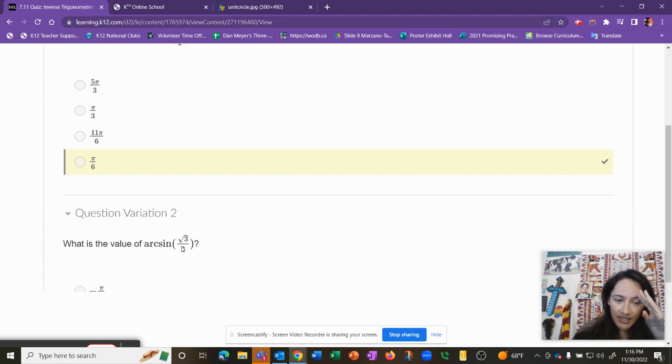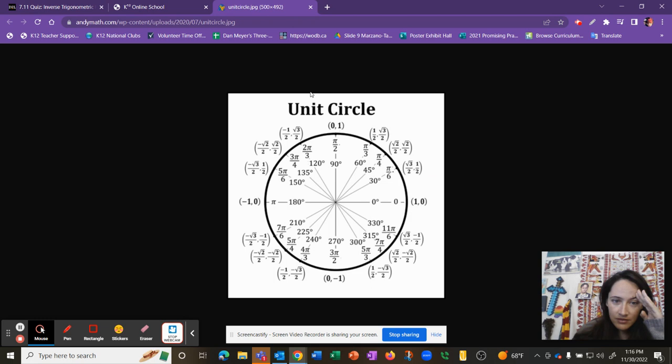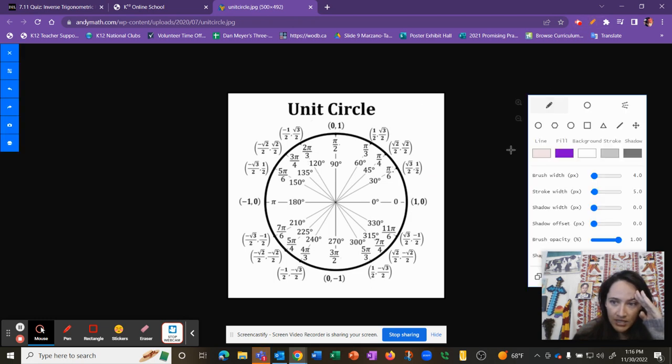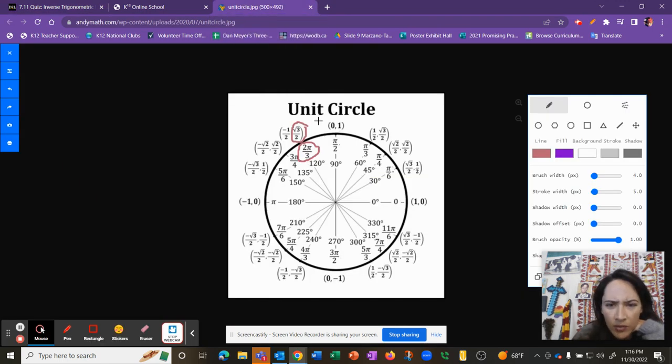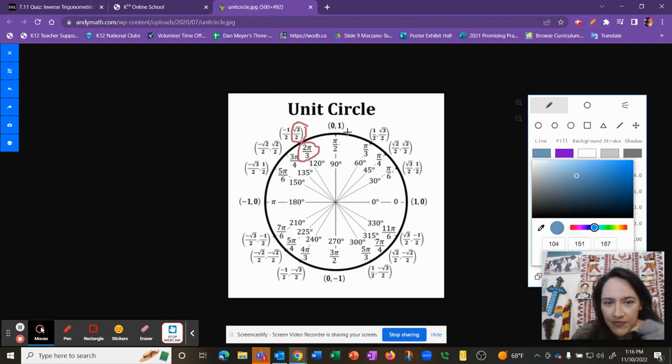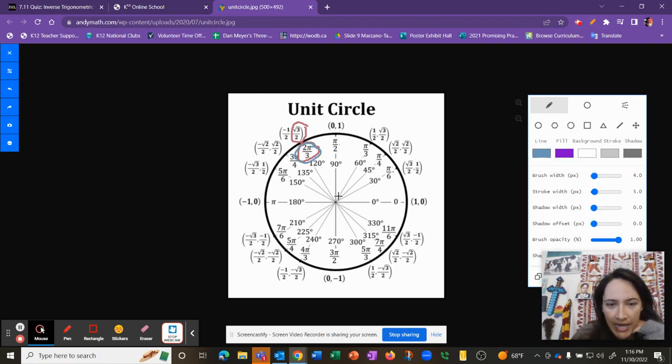What is the value of the arc sine of root 3 over 2? Well, root 3 over 2, 120 degrees, or 2 pi over 3. Do you see this? Root 3 over 2, the sine value. Arc sine asks for the angle, in this case radians, that we're looking for. Oh, no. This is where the domain comes into issue. 2 pi over 3 isn't in the domain of the arc sine, the inverse sine.